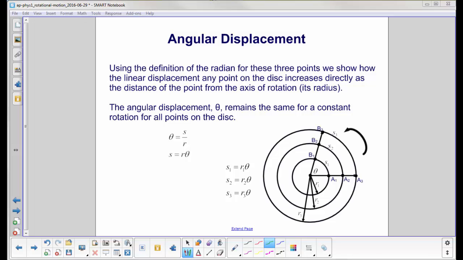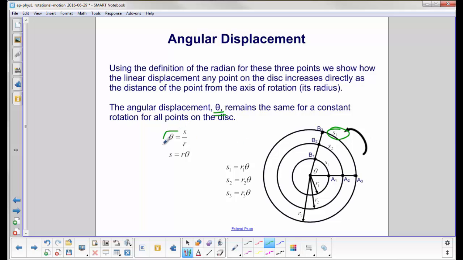Using our definition of the radian for these 3 points here, A1, A2, and A3, as they rotate into B1, B2, and B3, we show how the linear displacement, which is S, increases directly as the distance of the point from the axis of rotation, the radius of whatever circle it's on. The angular displacement, theta, remains the same for a constant rotation for all points on the disk.